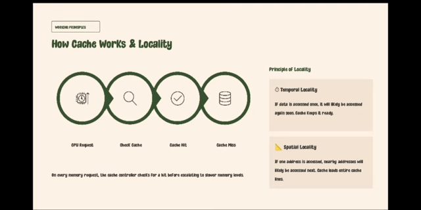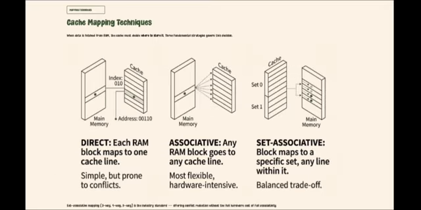Cache mapping techniques. When data is brought from RAM to cache, the system must decide where to store it. This is done using mapping techniques like direct mapping, associative mapping and set associative mapping. Among these, set associative mapping is commonly used as it balances performance and cost.